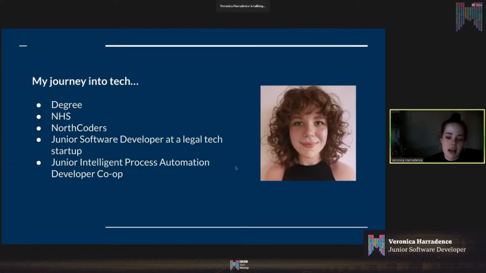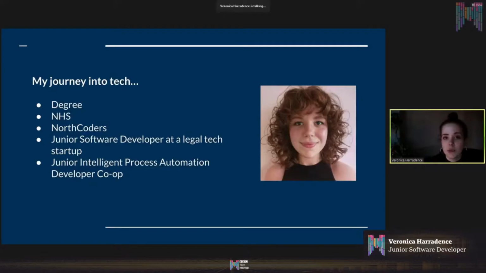I have a degree in history and politics, so nothing related to tech at all. And a lot of my background in work has been working with the NHS and the care system. Then I moved to Manchester about 4 or 5 years ago and got involved with the tech community here, and fell in love with tech and discovered my interest in moving into a career in tech.